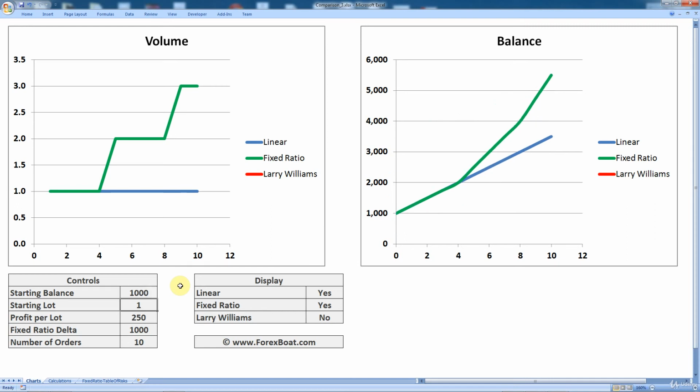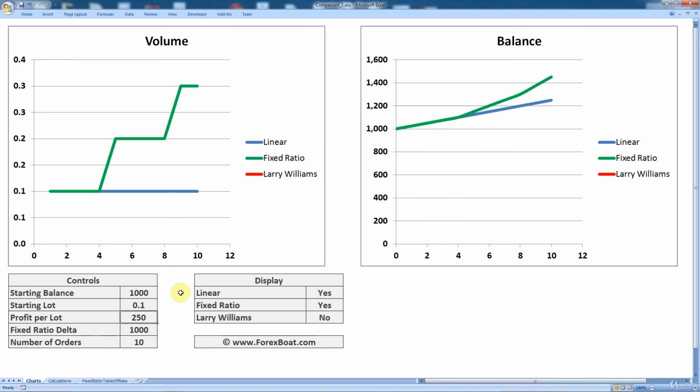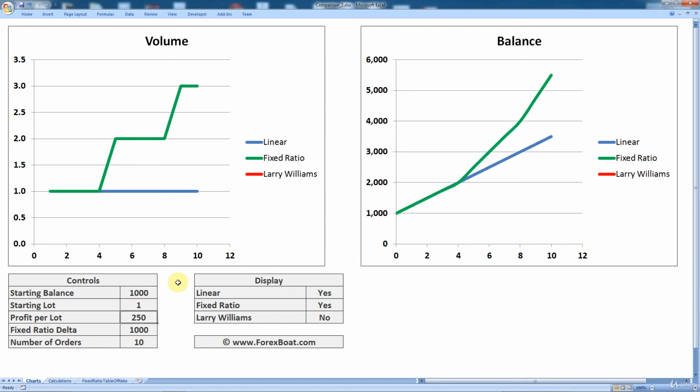The starting lot, once again, whatever is comfortable for you, whatever you would have traded comfortably with, having this kind of starting balance. Of course, one lot is too high. Probably 0.1 lot is more appropriate for a $1,000 balance, maybe even less than 0.1 lot. But we're just going to keep it at one lot for now, just to be consistent with the other examples that we looked at in the previous sections.